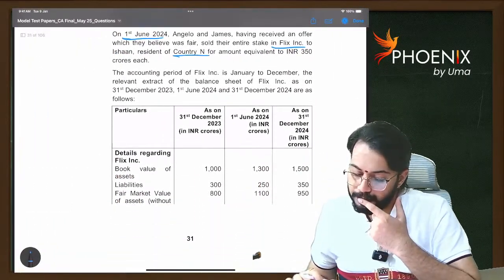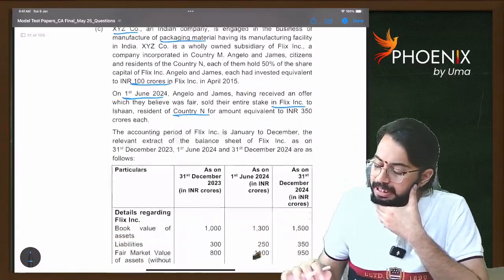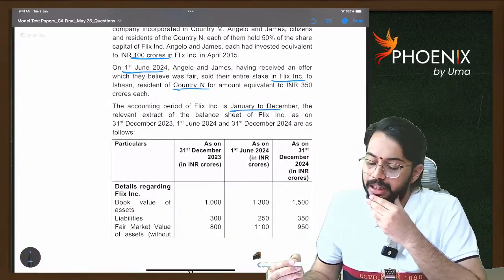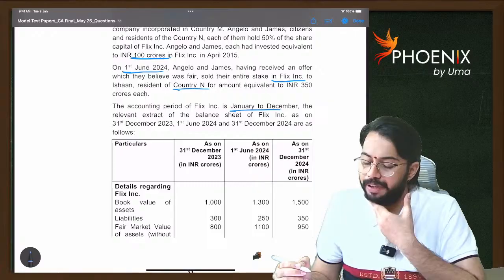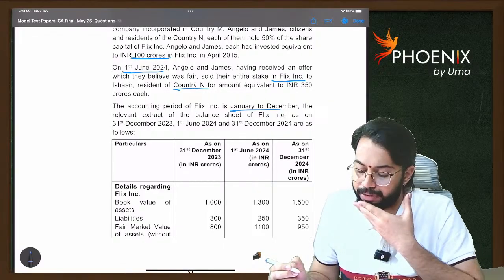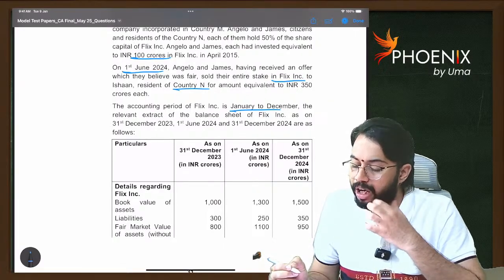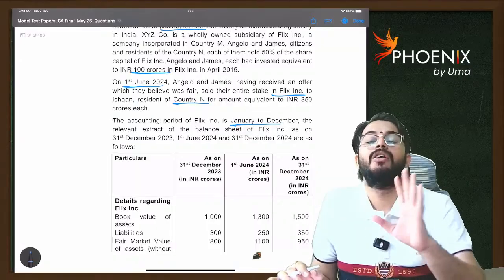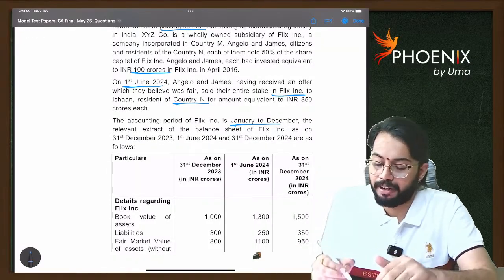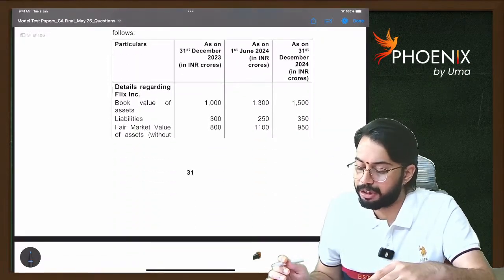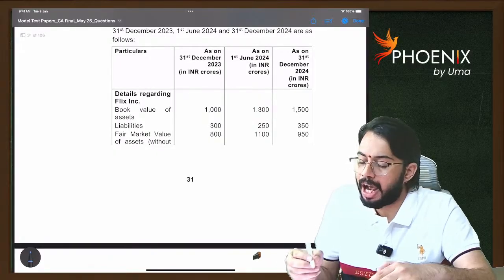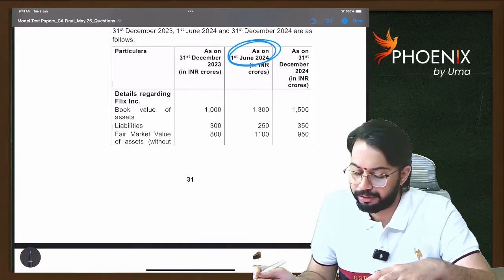Now, the accounting period of Flix Inc is January to December. The relevant extract of balance sheet of Flix Inc as on 31st December 23, 1st June 24 and 31st December 24. We need to take date of transfer. What is date of transfer? 1st June 2024.